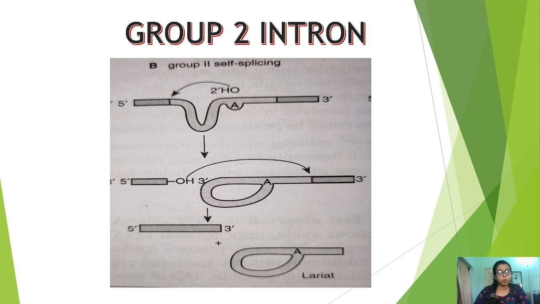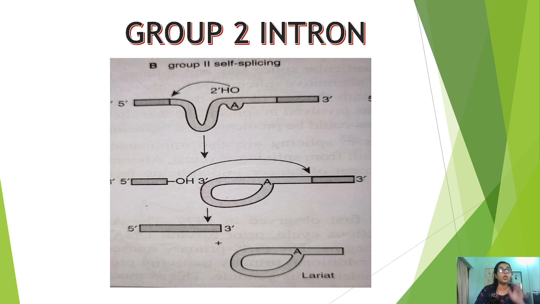Moving to this part, what happens is that this adenosine, which is the branch point, has the 2' OH end. These 2' OH will make a nucleophilic attack on the 5' splice site. Now the rest of the process will be similar to group 1. This 5' exon will have a 3' OH end, a free end. Now the intron is removed, detached from it, and it will form a lariat.